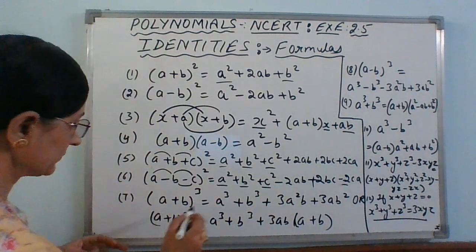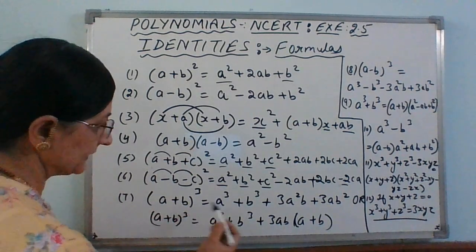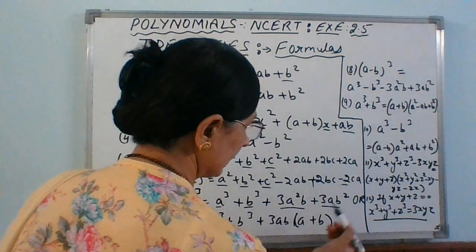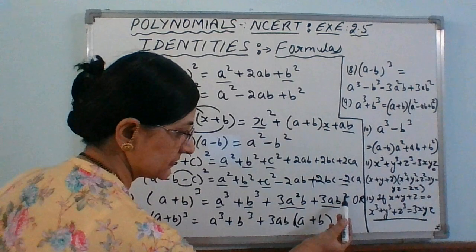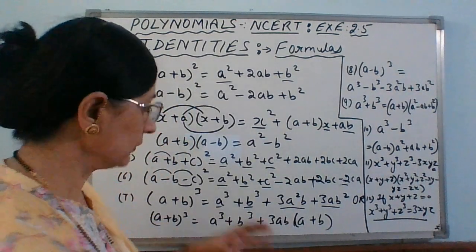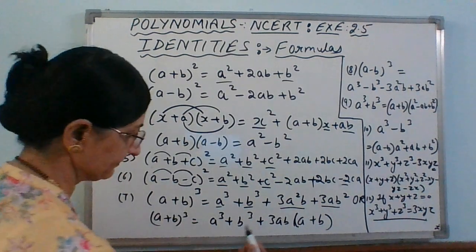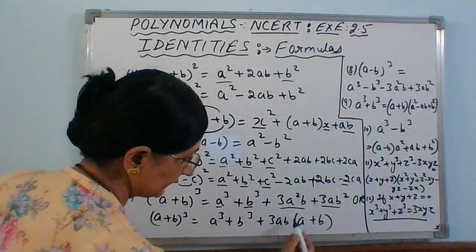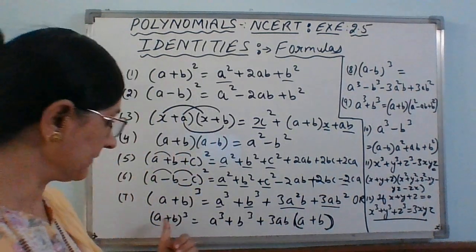So now the next ones are the cube formulas. (a + b) whole cube is a cube plus b cube plus 3a square b plus 3ab square. Once we square a, in the other term we just put the square on b. How does this formula come? It can also be written as (a + b) whole cube equals a cube plus b cube plus 3ab, and inside the bracket is (a + b). This is also a formula of (a + b) whole cube.